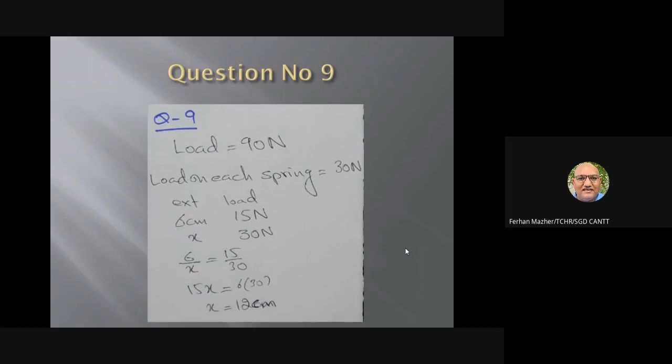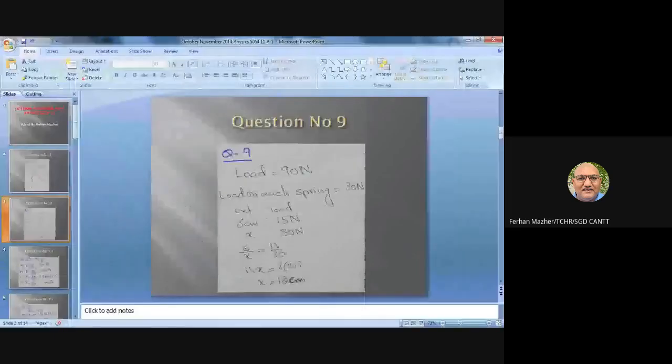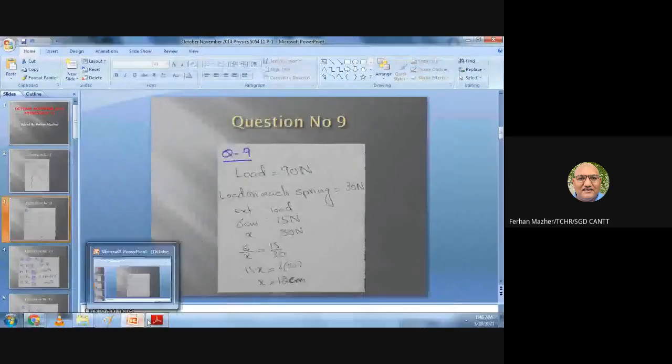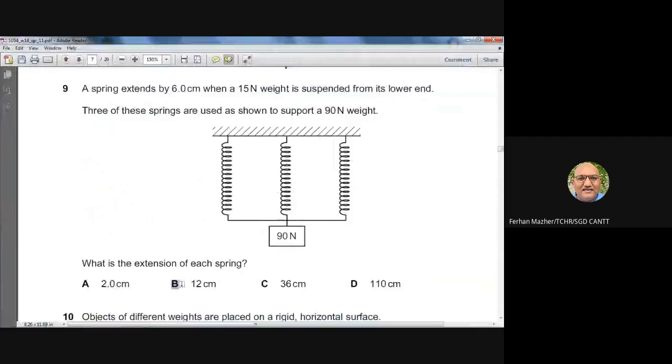Extension and load, I'm going to use the proportion method. So 6 centimeter extension when the load is 15 Newton. When the load is 30 Newton, the question is how much is the extension? So 6 divided by x equals 15 divided by 30. So cross multiply and the x value will be 12 centimeter. So the extension in the springs will be 12 centimeter. So B is the right option.